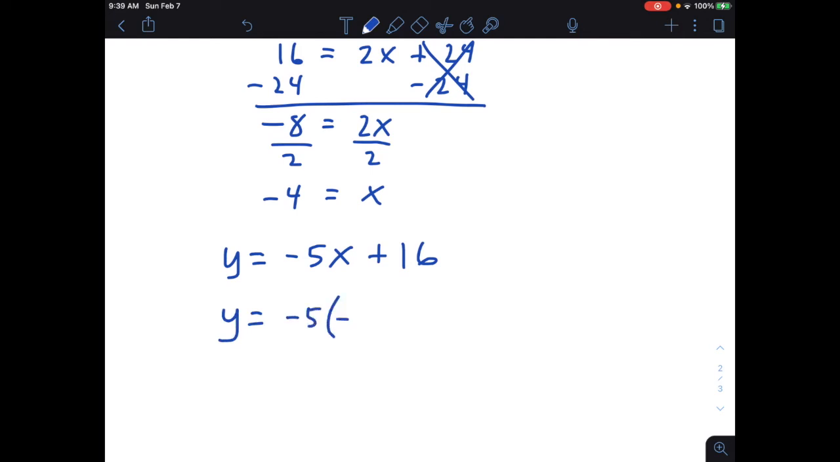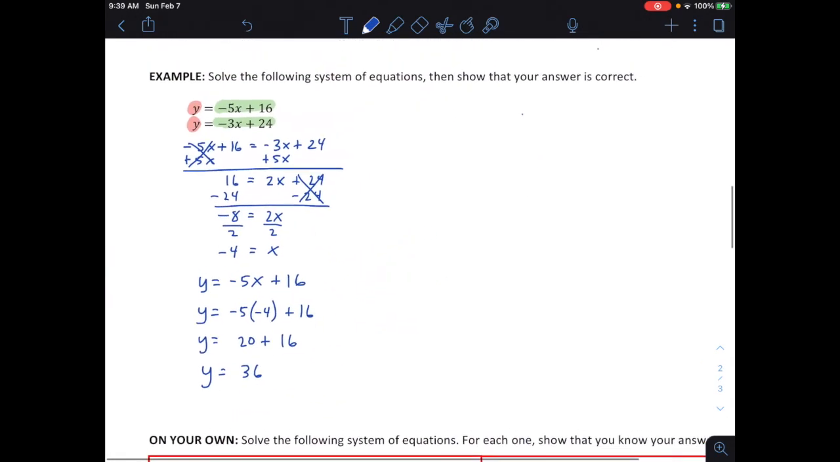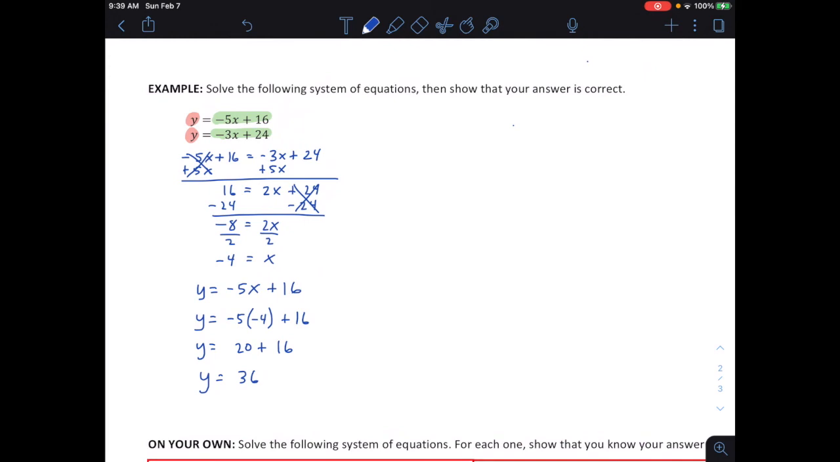Negative 5 times negative 4 plus 16. So two negatives, when multiplied together, become positive. So we end up with y is equal to 36. Okay, so our answer that we think is the right answer is negative 4 and 36. But just like the other one, we're going to check our work.